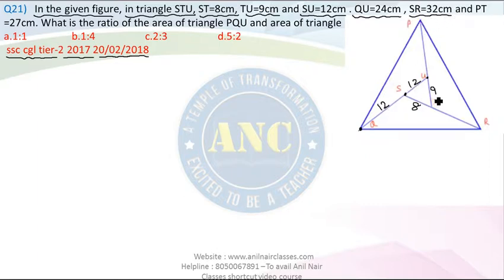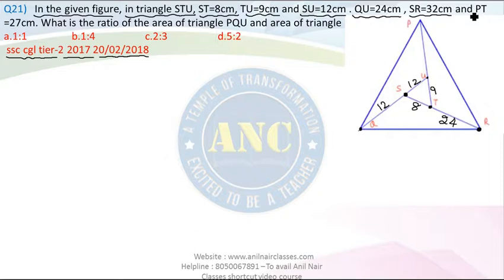SR is equal to 32 centimeter. Totally from S to R it is 32, but S to T is 8. So T to R should be the remaining 24, because 24 plus 8 is 32.